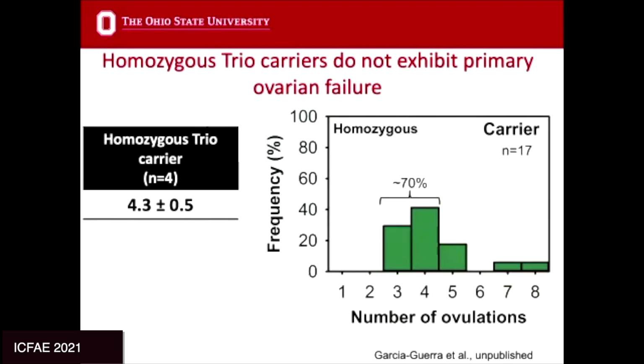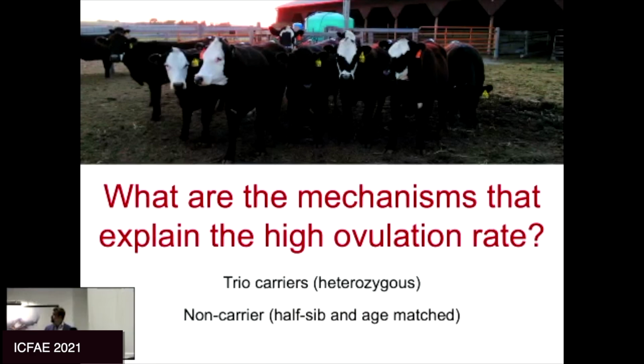Through a lot of work doing superovulation and embryo transfer, we were able to generate the first few homozygous animals for the mutation. And when we evaluated ovulation rate by counting corpora lutea, you can see that on average they have about 4 ovulations. Interestingly, and if you remember what I mentioned previously about the sheep mutations, through this data we could conclude that the homozygous state of the Trio allele did not lead to primary ovarian failure, which was one of the hallmarks of some of the other mutations.